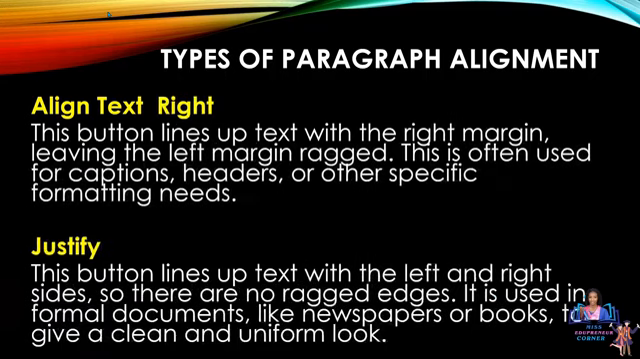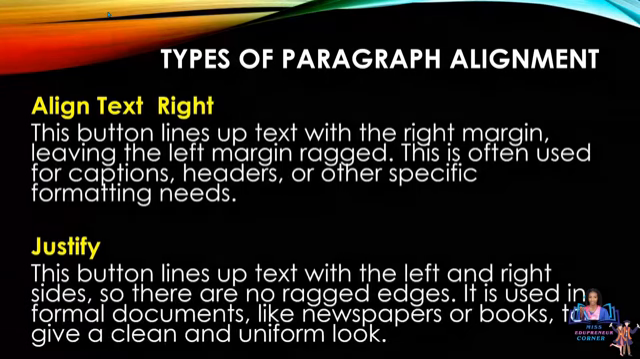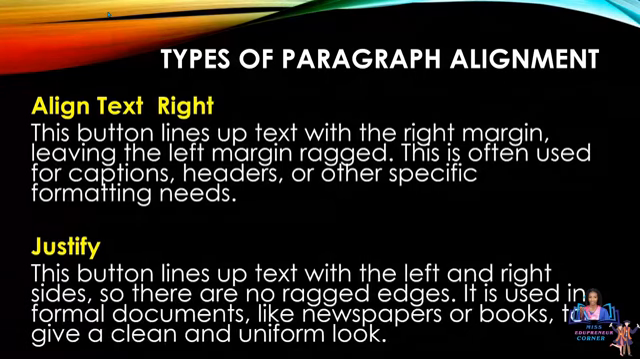Then we have the align text right, or align right. This button lines up text with the right margin. So all the text will appear on the right side, leaving the left margin uneven. So the left side will be uneven. This is often used for captions, headers, or other specific formatting needs.